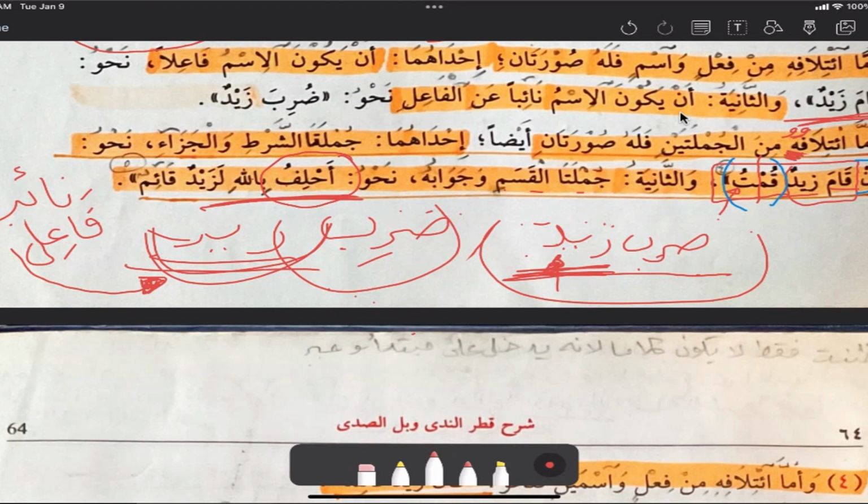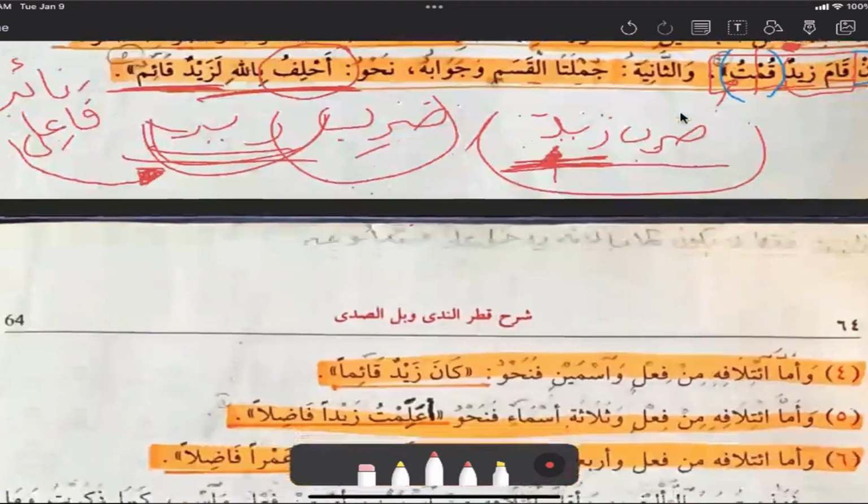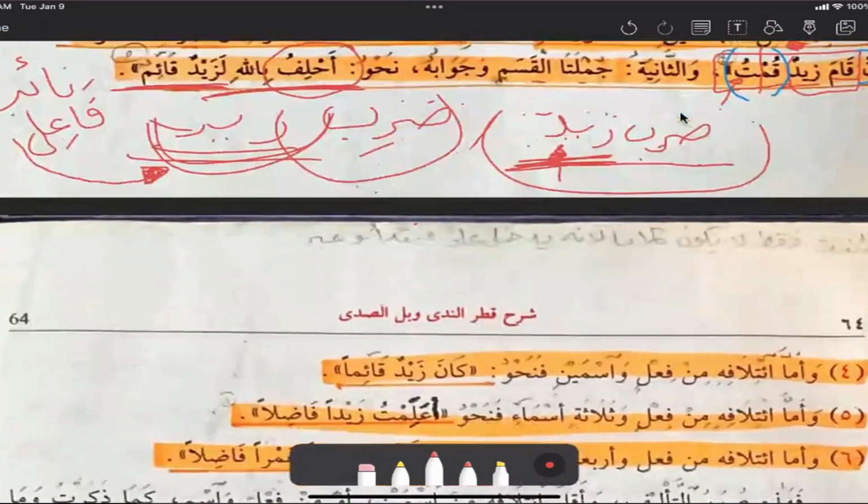La Zaydun qa'im. Zayd is standing. Then that's the second sentence. Zaydun, la Zaydun qa'im. Zayd is standing. So that's the response, or that's what falls in response to the swear. Two clauses. Together they made kalam, speech.